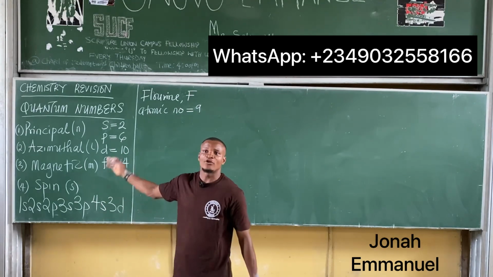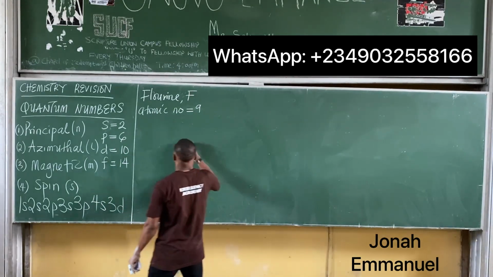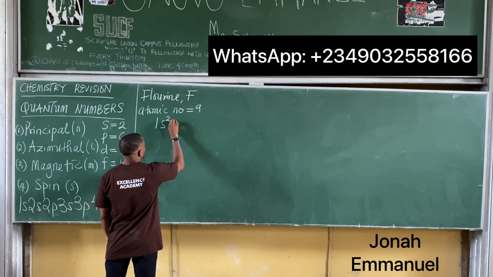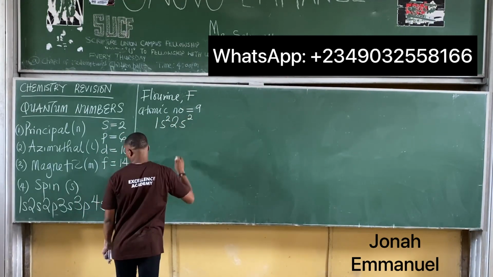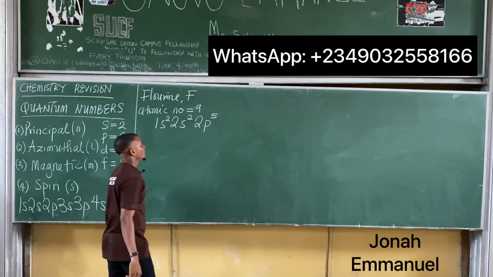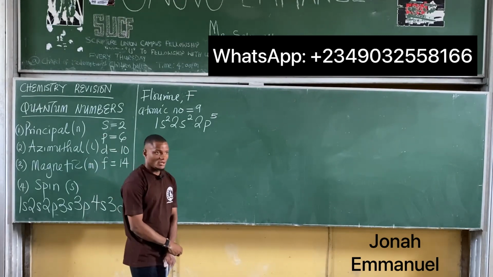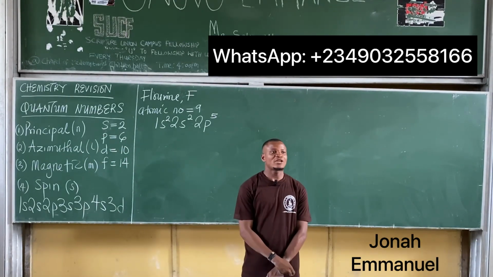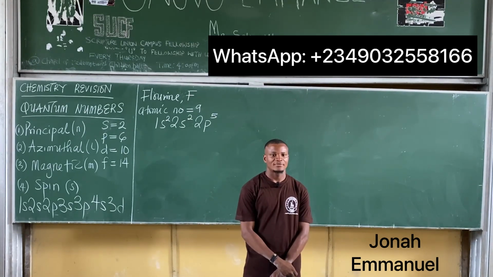Look up, please. For fluorine, what's the configuration here? 1s squared, 2s squared, 2p5. That's all. All right. So look up, please. Let me show you how to get the quantum numbers using this.